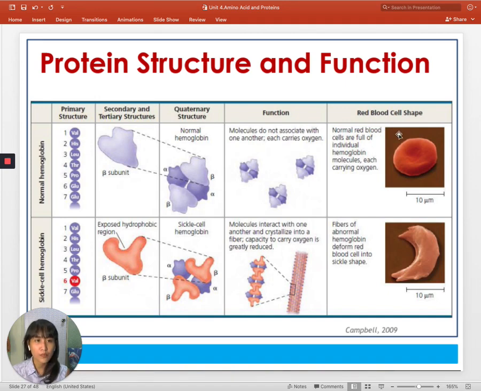For its shape, so the red blood cell shape, in the normal hemoglobin, it is full of individual hemoglobin molecules and each carrying oxygen. However, in the sickle cell hemoglobin, the fibers of the abnormal hemoglobin deform red blood cell into a sickle shape. That's why it's called a sickle cell hemoglobin. It is sickle shaped already.